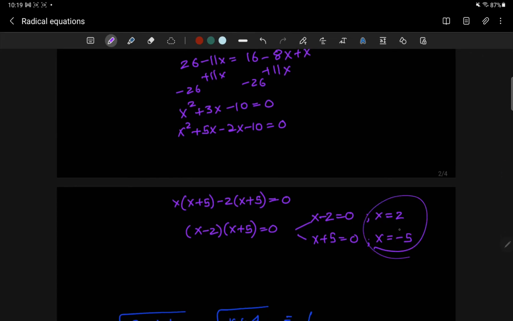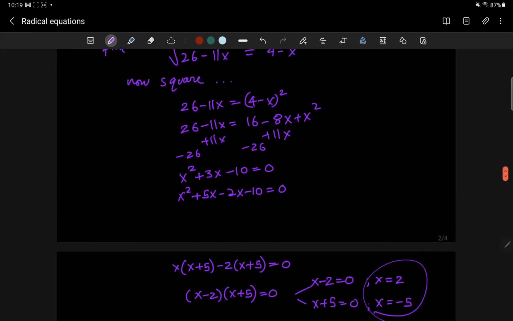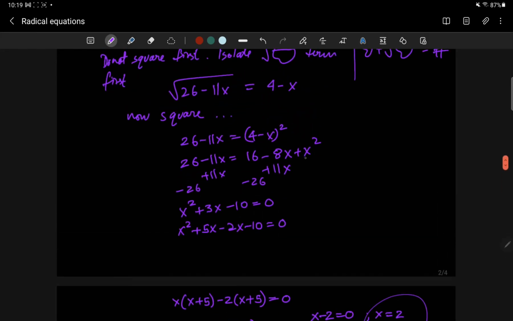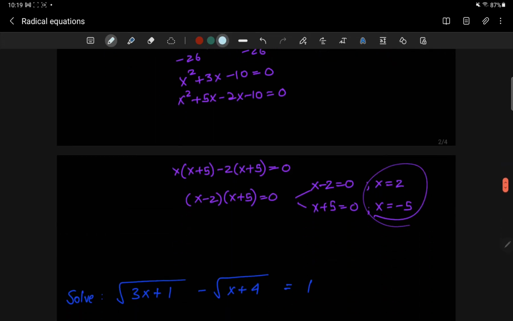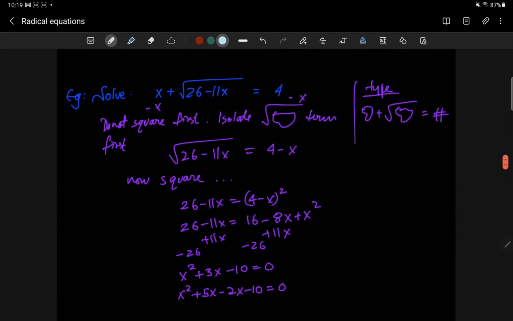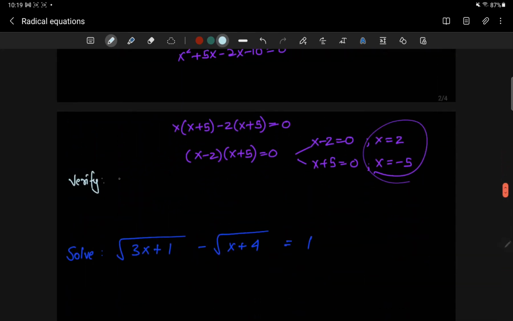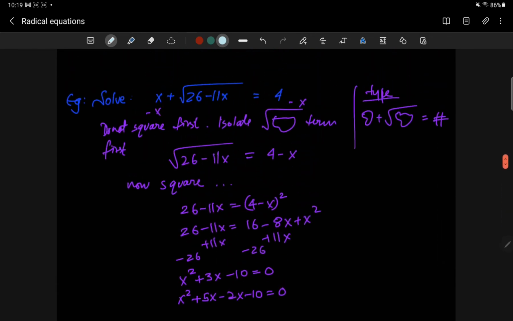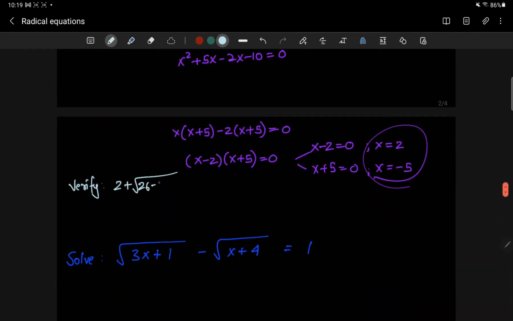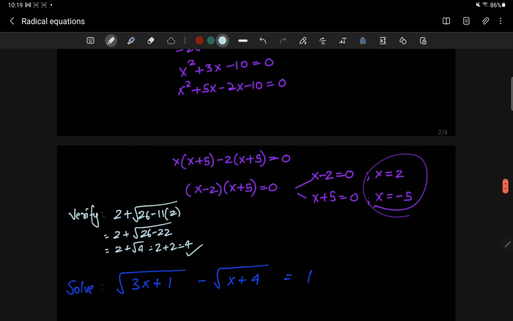Now, in this case, we get two solutions, which makes sense because the working equation was a quadratic. It's degree 2, so there can be two solutions. But we still need to verify. So we have to verify that x plus square root of 26 minus 11x is 4. So when x is 2, 2 plus square root of 26 minus 11 times 2 is 2 plus square root of 26 minus 22, 2 plus root 4, 2 plus 2, which is 4. So that works out.